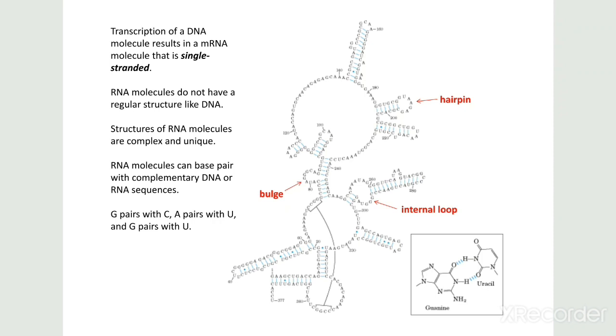RNA molecules can base pair with complementary DNA or RNA sequences, like they form pairs with RNA in case of translation, while they form pairs with DNA in case of transcription. Here you can see that guanine forms a bond with cytosine, adenine forms pairs with uracil, while there is another exception that guanine may form pairs with uracil as seen in the figure, a double bond formed between the guanine and the uracil.